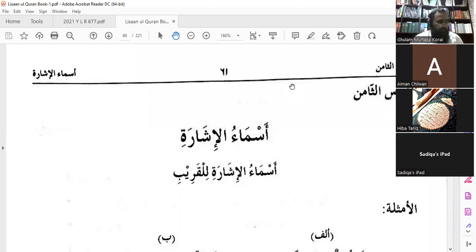Yes. All three of them. Yes, definitely all three of them. Okay. Qareeb. Did you say Qareeb?